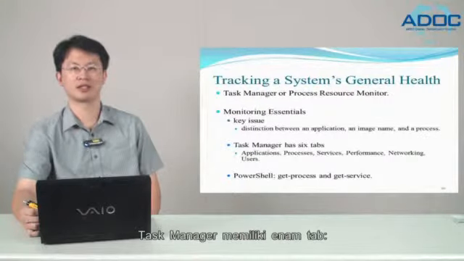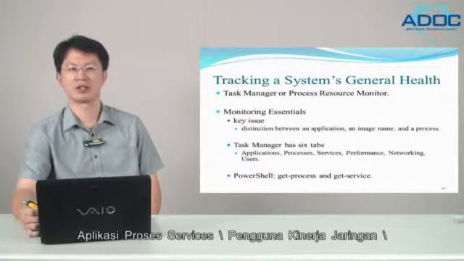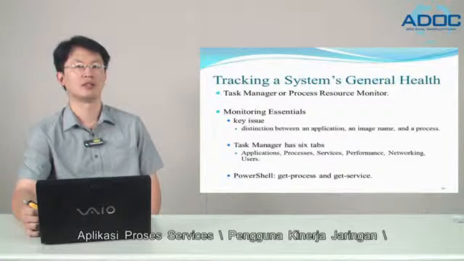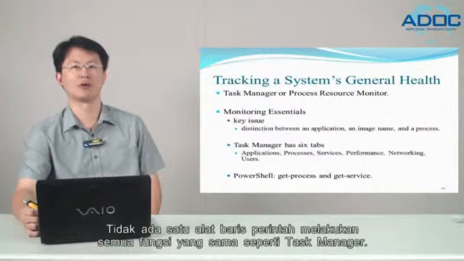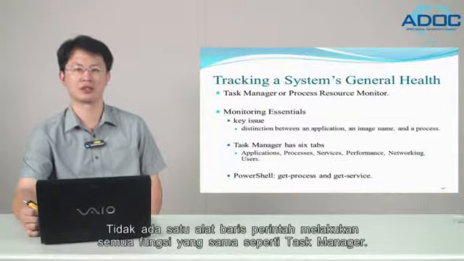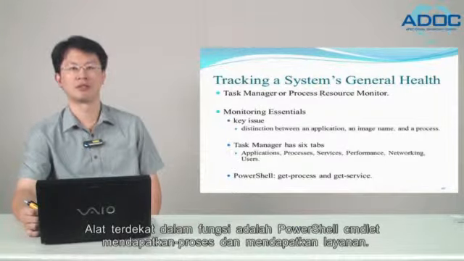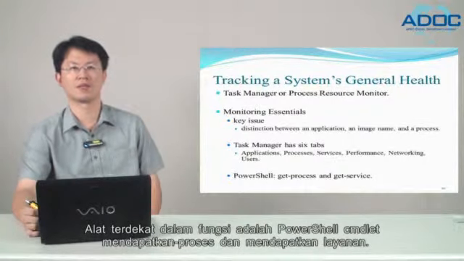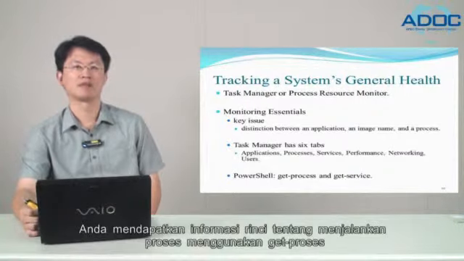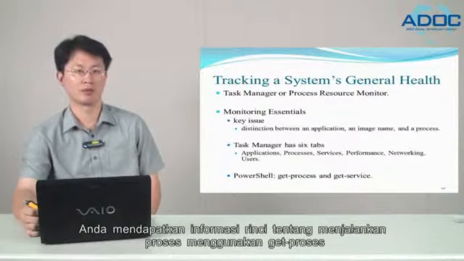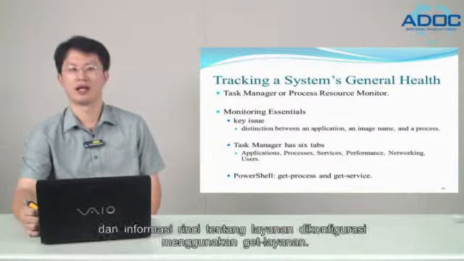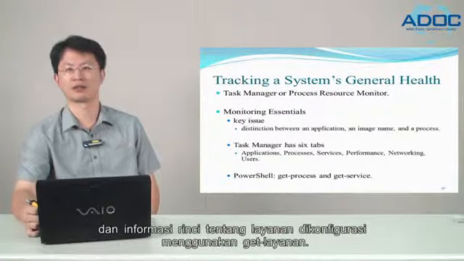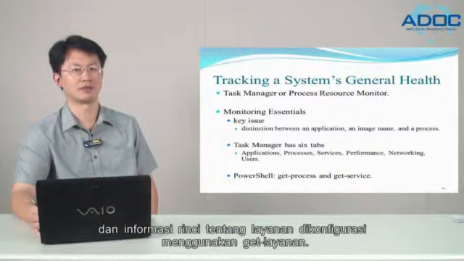Task Manager has 6 tabs: applications, processes, services, performance, networking, users. No single command line tool performs all the same functions as Task Manager. The closest tools in functionality are the PowerShell cmdlets Get-Process and Get-Service. You obtain detailed information about running processes using Get-Process and detailed information about configured services using Get-Service.